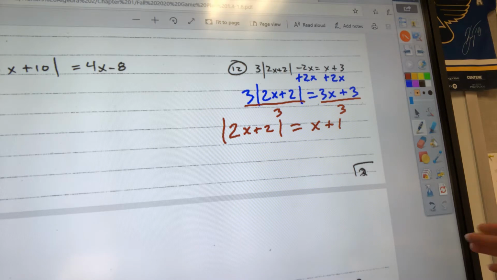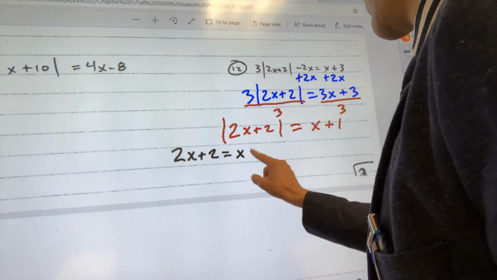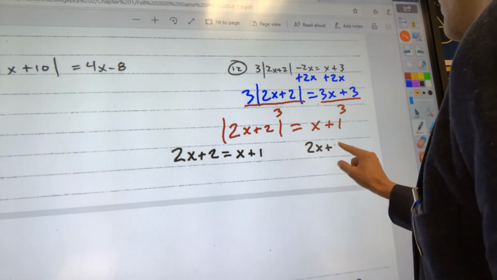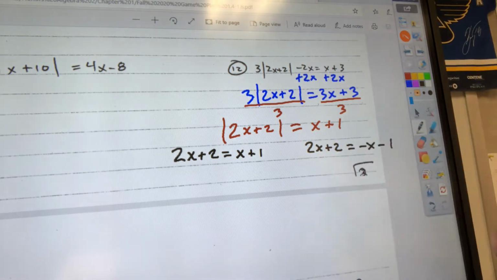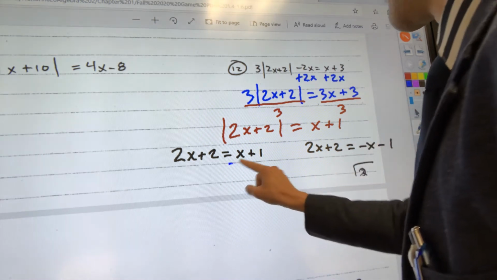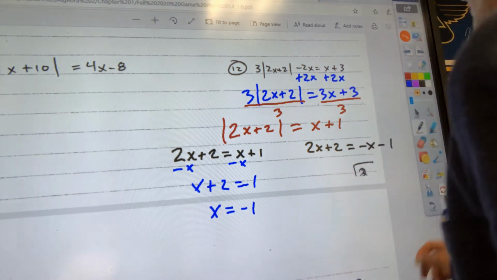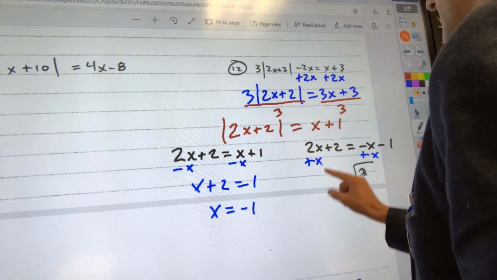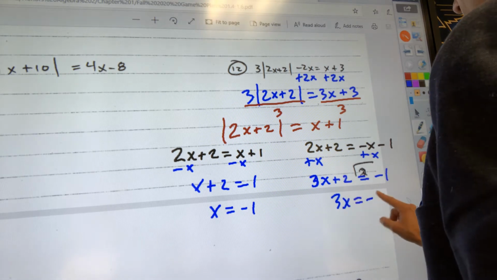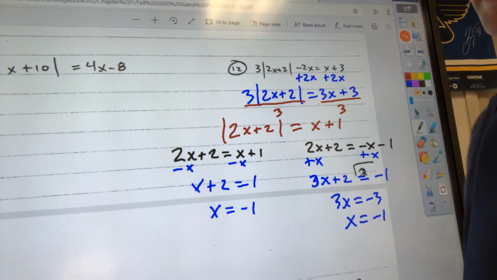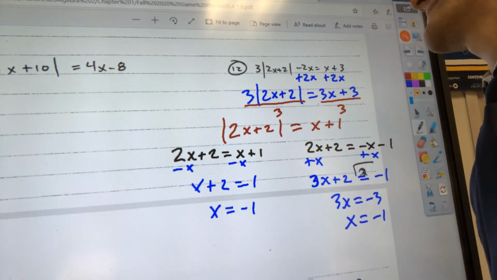So, just like number 11, what's inside the absolute value drops out. 2x plus 2 is equal to x plus 1, or 2x plus 2 is equal to the opposite of x, minus 1. I'm going to solve both. Subtract x. x plus 2 is 1. Subtract 2. You get x equals negative 1. Now something special is going to happen here. Add x. 3x plus 2 is equal to negative 1. 3x is equal to negative 3. What? x is negative 1 again. Well look, folks, if you double this, you get 2x plus 2. So it kind of makes a little bit of sense.